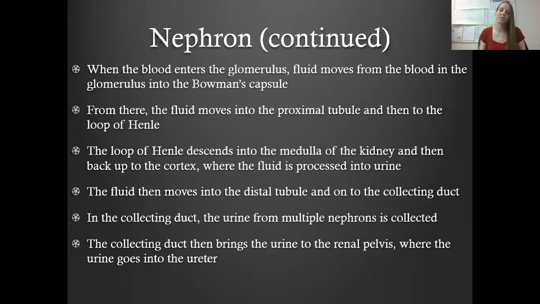From there, the fluid moves into the proximal tubule, then the loop of Henle, which is this big loop that goes really deep into the medulla of the kidney, and then back up again. Then the fluid moves into the distal tubule and then the collecting duct. So it goes glomerulus, Bowman's capsule, proximal tubule, loop of Henle, distal tubule, collecting duct. And then the collecting duct is going to bring the urine to the renal pelvis, where it goes into those branches and then into the ureter down to the bladder.